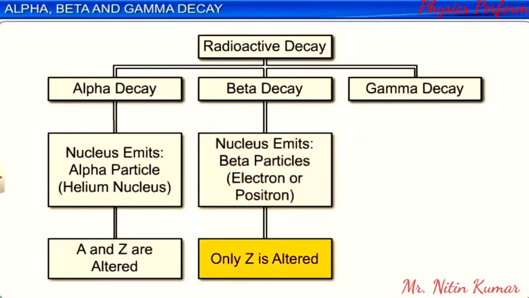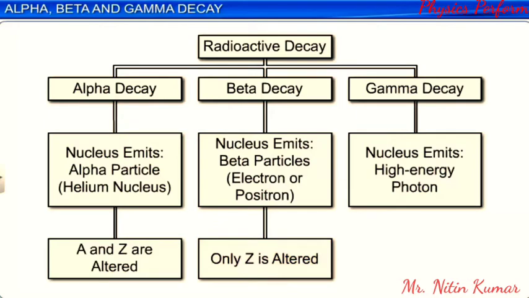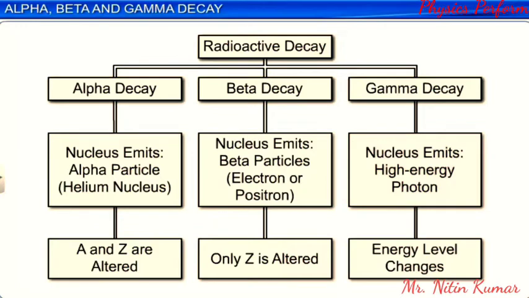In gamma decay process, a nucleus in an excited state emits a high energy photon to reach a lower energy state. Here, only the energy levels change and there is no change in either the mass number A or the atomic number Z.